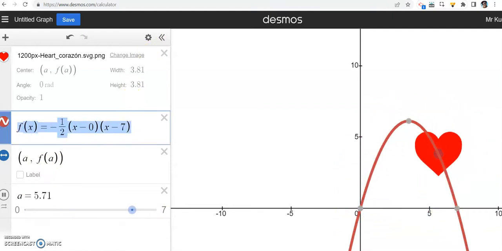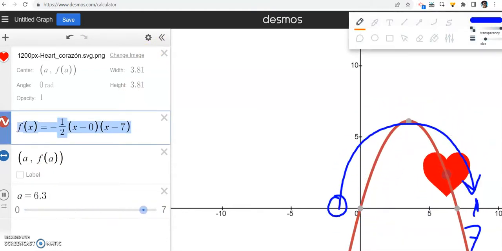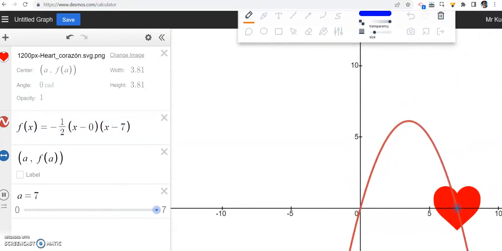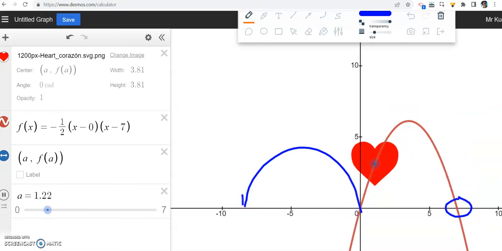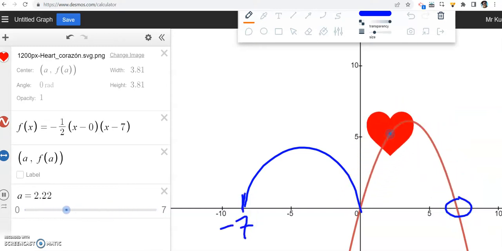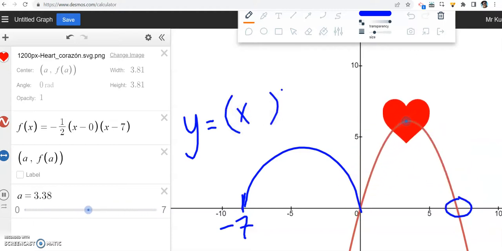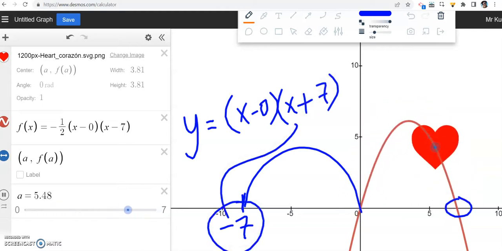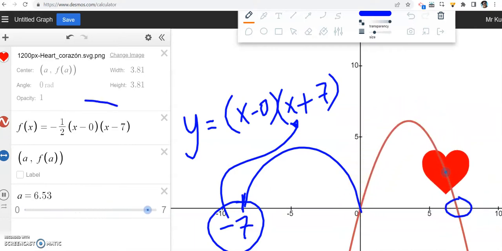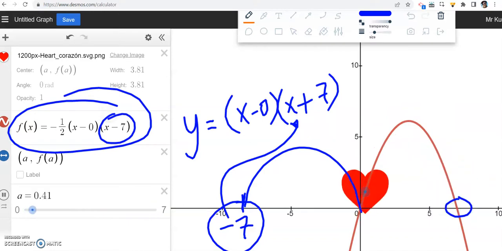What we're going to do is copy this same equation, and instead of having to go through 7, we want to go through negative 7. Now, if negative 7 is a 0, that really means x plus 7 is the equation. So negative 7 is what would make that a 0. It's the same equation we had before, but instead of a minus right there, we're going to change it to a plus. That's it.